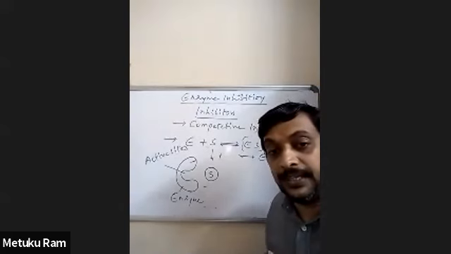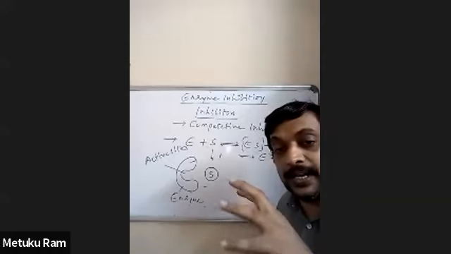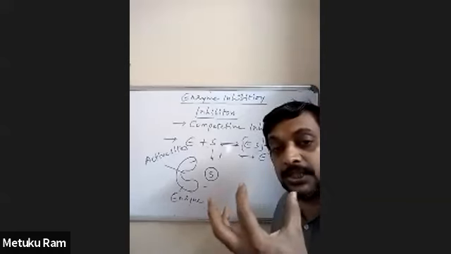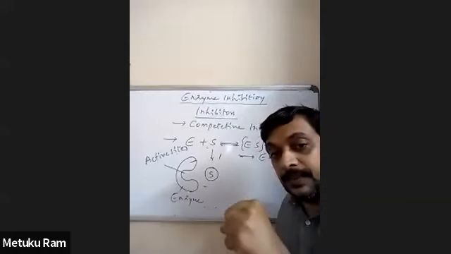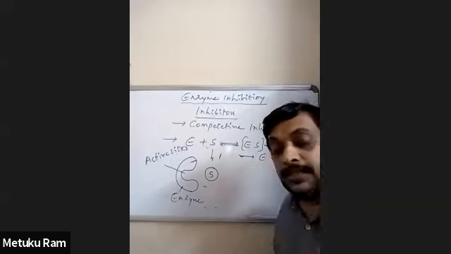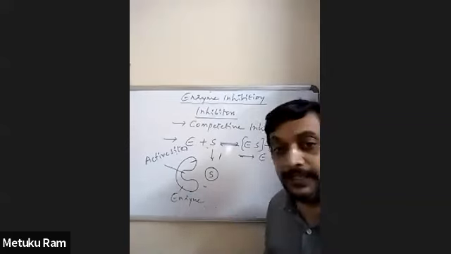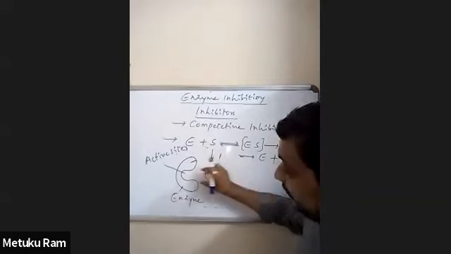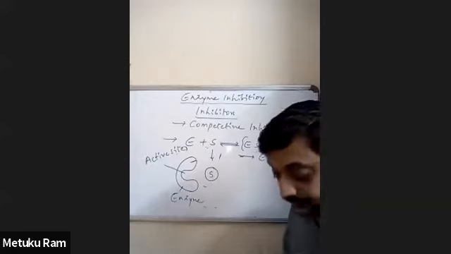In the induced fit theory, the enzyme molecule is flexible. It undergoes a conformational change according to the structure of the substrate and turns the substrate into product. We saw that in the last class, in the lock and key theory and the induced fit theory. So whenever it binds the substrate, it gives rise to product.